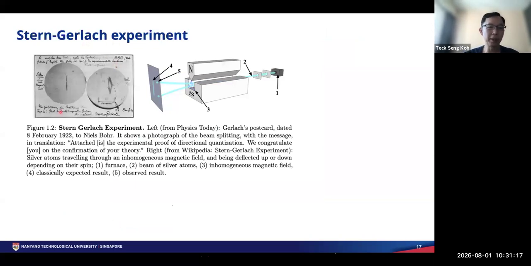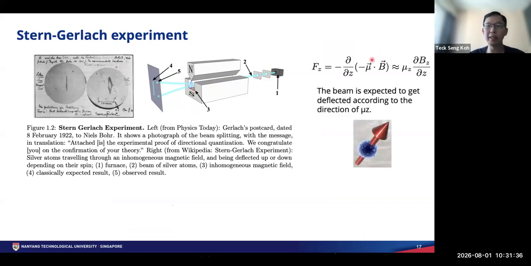Stern and Gerlach found that if you shine a beam of silver atoms, which possess a magnetic moment, through an inhomogeneous magnetic field, so it's not uniform, you should, in classical theory, be able to find the force on the magnetic moment of the atom. Mu is the magnetic moment. B is the field that it is in. And this force is just the negative gradient of the magnetic potential energy.